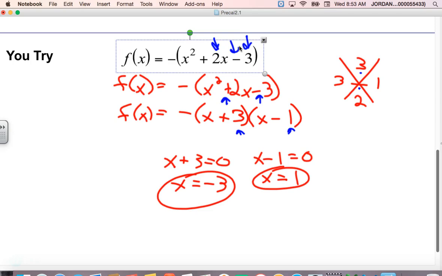Then I can set each of those equal to 0, subtract 3, x equals negative 3, and add 1, x equals 1. So my two x-intercepts, remember x-intercepts are where the graph is going to cross the x-axis. So this is going to cross at negative 3 somewhere and at positive 1. It's going to look like a parabola like that because I see that it opens down because of the minus in the beginning of the function. All right, let's roll on.